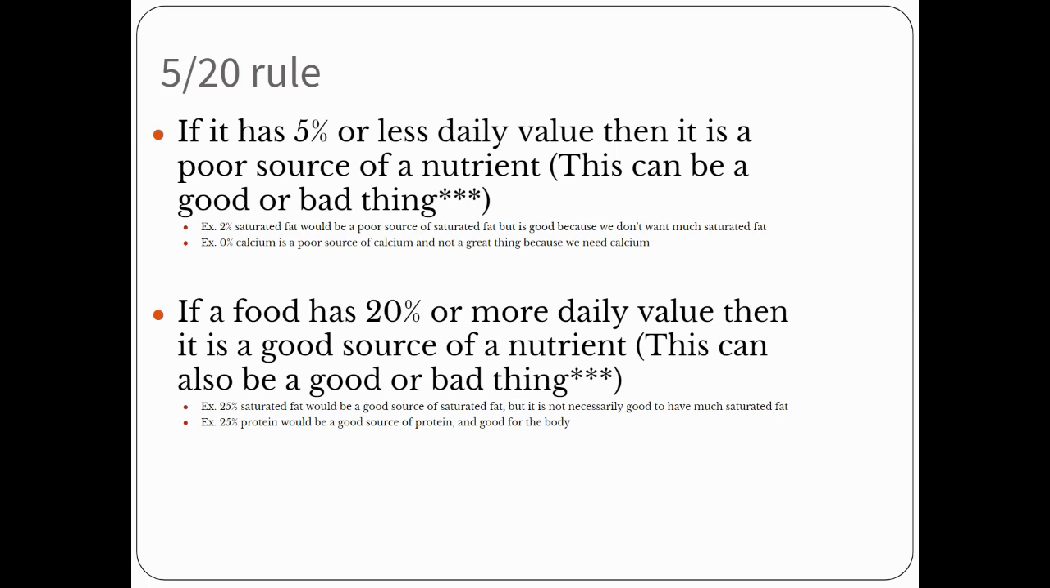So remember, the 5-20 rule has nothing to do whether the food is healthy or not. It has everything to do with, is there a little or a lot of the nutrient? So below 5%, bad source of the nutrient. Over 20%, good source of the nutrient. If it's between 5% and 20, it's an okay source.